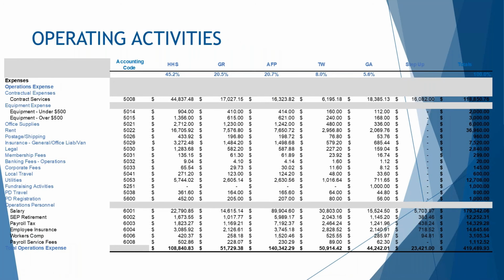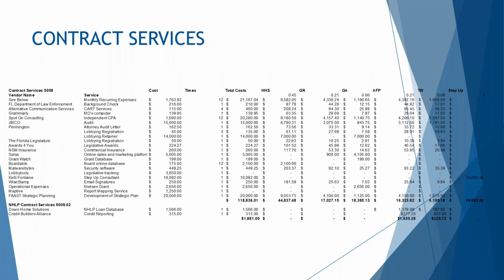And then operating activities, these are spread across all of our funding streams, aside from Step Up, because Step Up gives us an indirect 10% of what we spend on that contract to use towards operating expenses. And then this is more of a breakdown of that contract services line item, that 5008. So this is looking at a much more detailed overview of what we say is going to go in that line item and what we estimate.